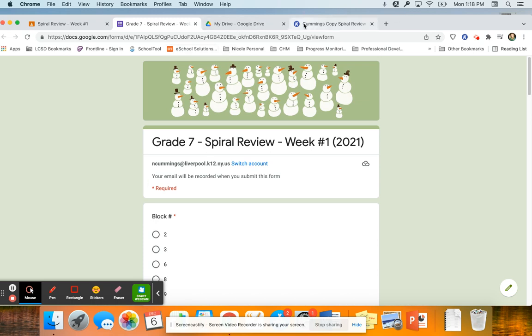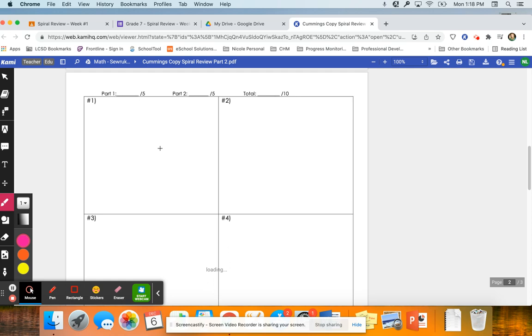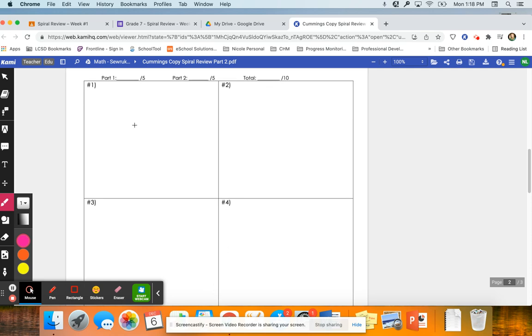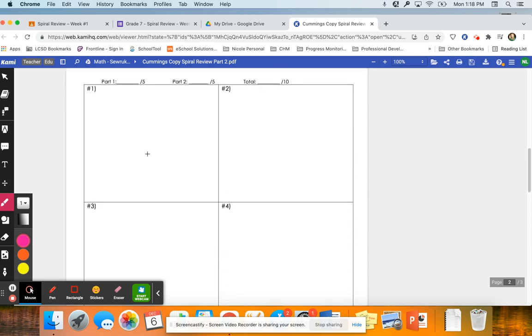So you got a paper, I believe it was purple in math class, that looks a lot like this. Remember, this is due Friday, December 10th. This is part 2, but on the back, looks like this. You are supposed to record all your work from the Google form that you are completing in Mrs. Severick's Google Classroom for part 1.